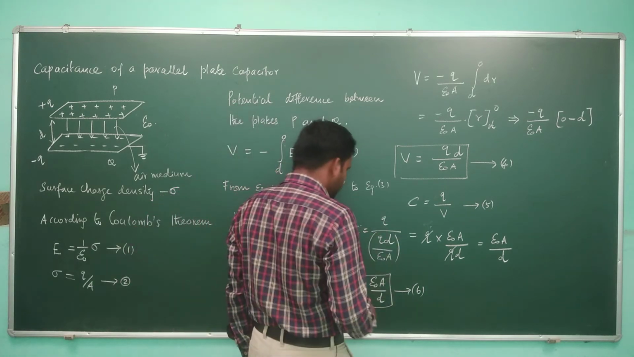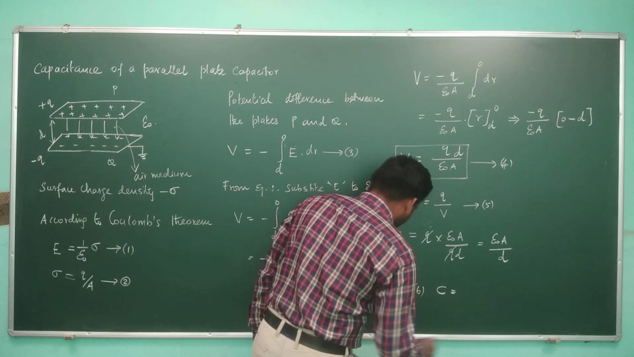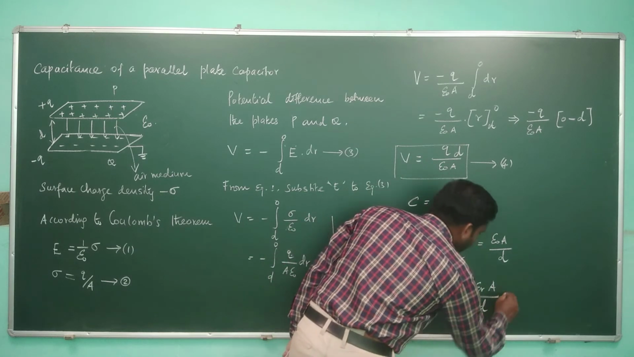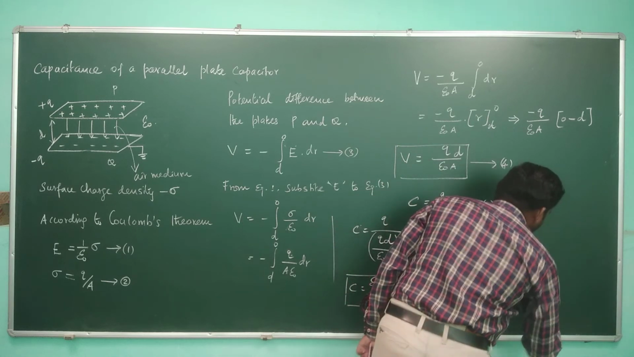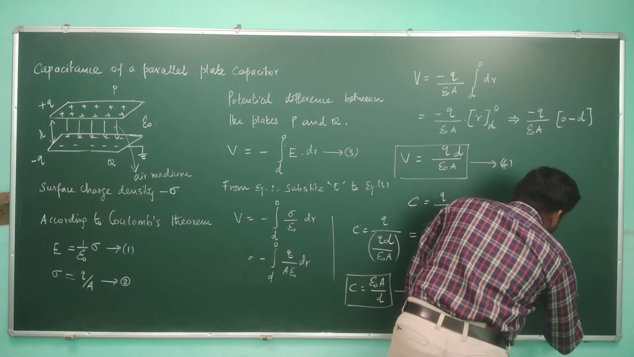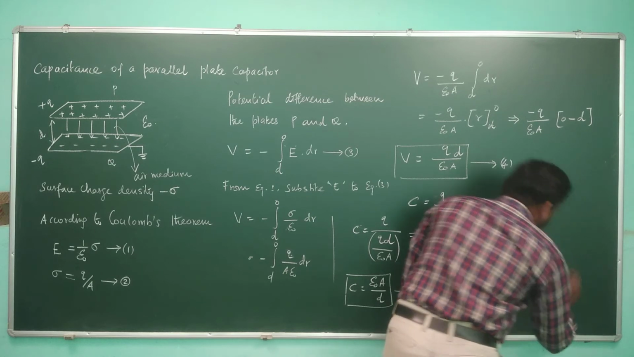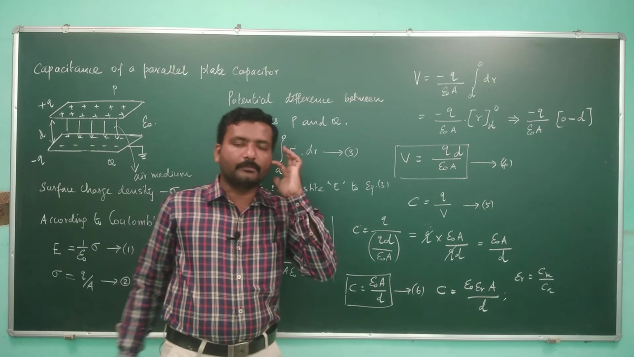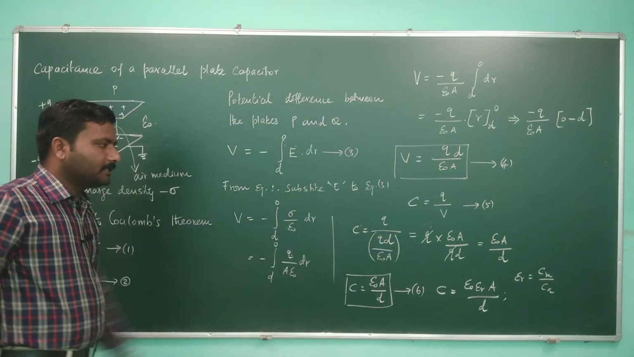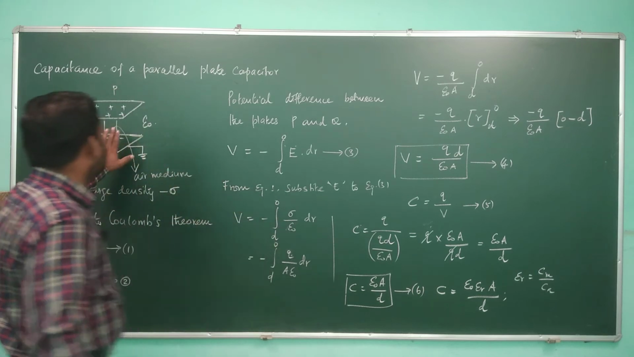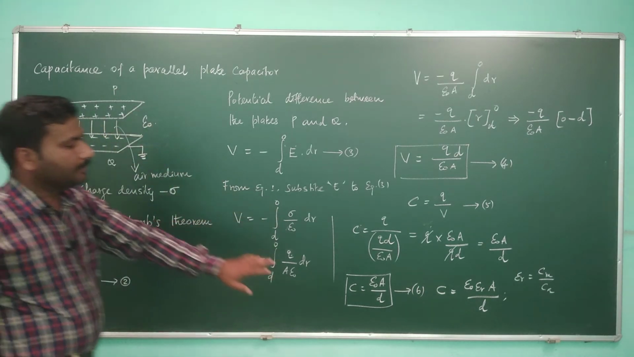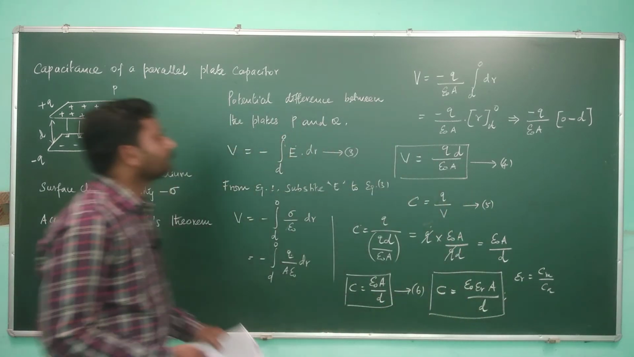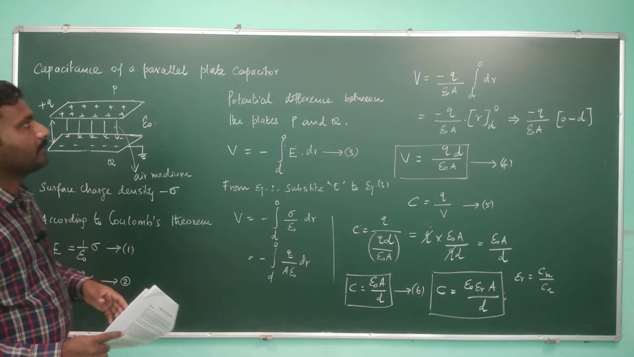Suppose there is a solid medium, then you can rewrite this equation as epsilon naught epsilon r A by d, where epsilon r is the relative permittivity, which is nothing but the ratio between the capacitance with the medium and the capacitance of the air or vacuum. That is the relative permittivity of the solid material. If we replace air with solid material, you have to rewrite equation 6 in this form. So this is the capacitance of a parallel plate capacitor.